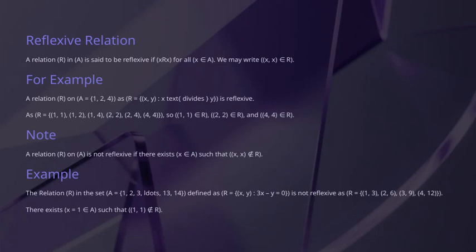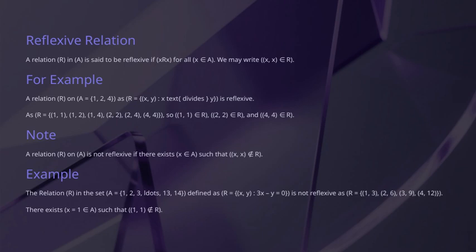There exists an element x equal to 1 in the set such that the pair (1, 1) is not in the relation R. Now, remember, the relation R is defined on the set A, which contains the elements from 1 to 14. Specifically, R includes pairs where 3 times x minus y equals 0. So, for example, the pairs are (1, 3), (2, 6), (3, 9), and (4, 12). Notice that this relation is actually not reflexive.